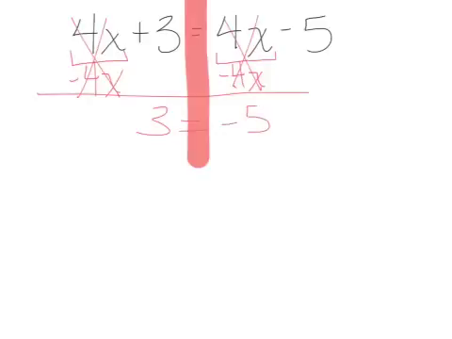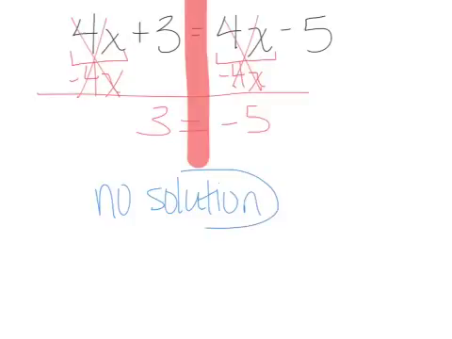Now, 3 can never equal negative 5. That's just not possible. So anytime we have an equation and it has two values that can't be equal, that means there's no solution to this problem. There's no value of x that I could substitute in to make this equation work.